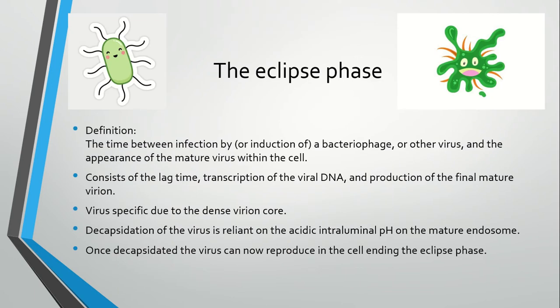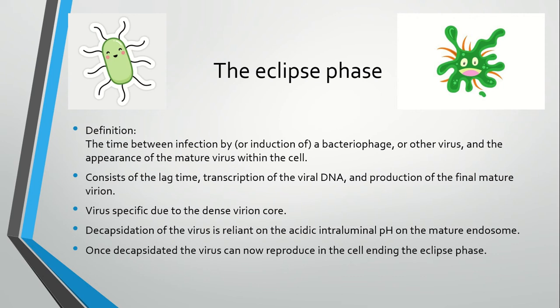The eclipse phase of the virus is the time interval between viral penetration and the production of progeny virions. It consists of the lag time needed to dissolve all protein components and take over the host DNA transcription mechanisms to create viral DNA before new progeny can be made.